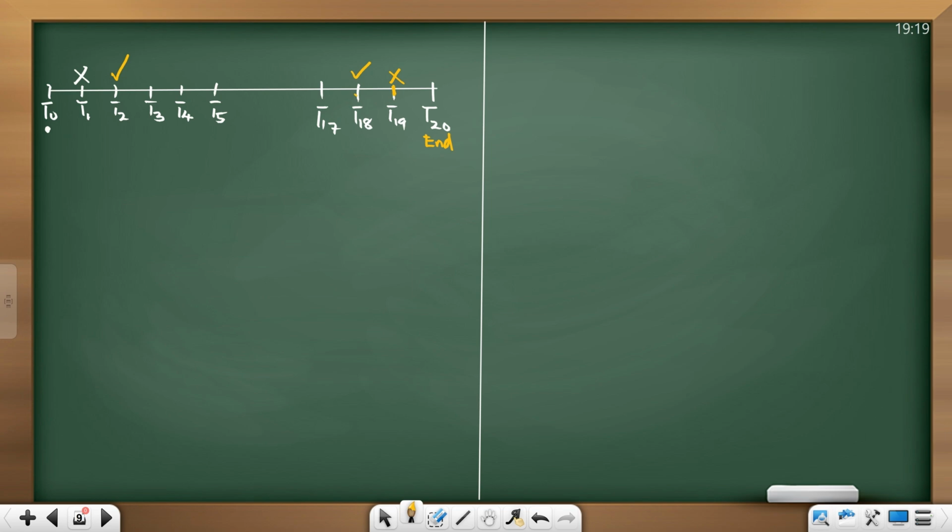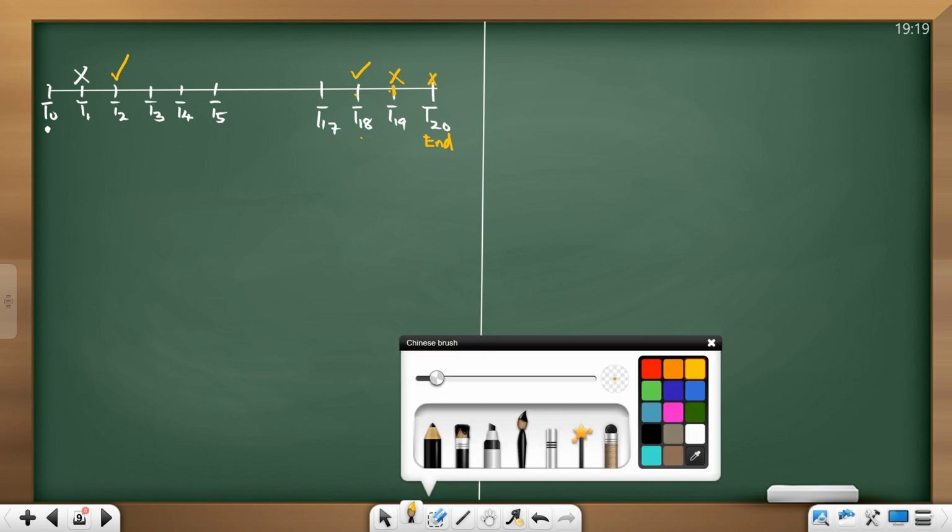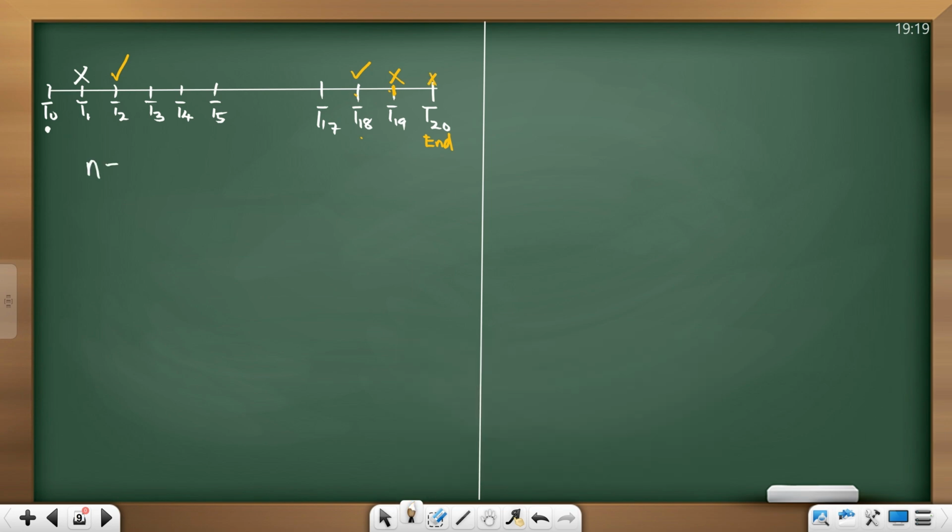So the last time he paid was T18. He didn't pay this and he didn't pay that. So how many did he miss? If you would check, 3. He missed 3. So the total end is how many years? 17 years.